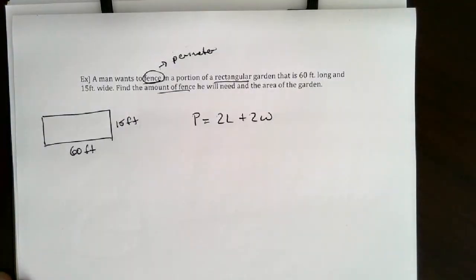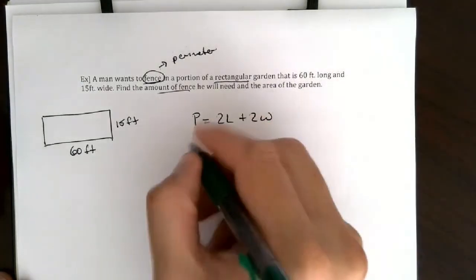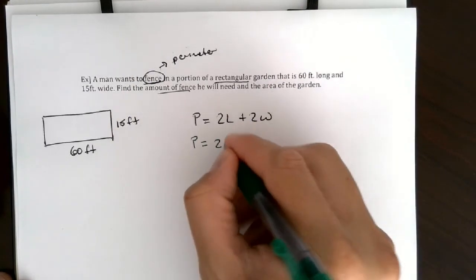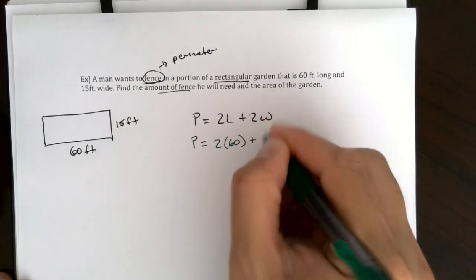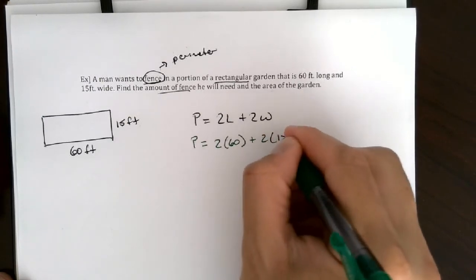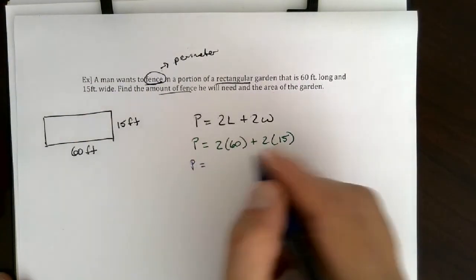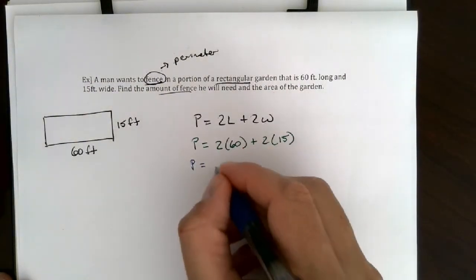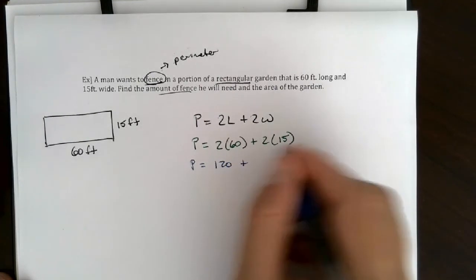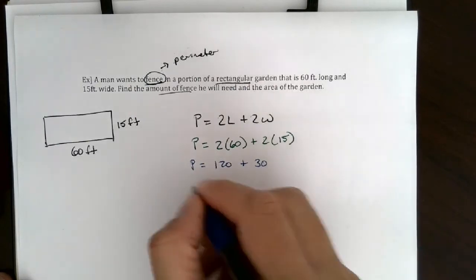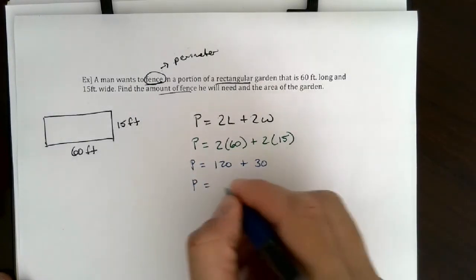So perimeter is equal to 2L plus 2W. Substituting into this formula now, perimeter is equal to 2 times L. L is the length, which is 60, plus 2 times W, so 2 times 15. And then we're going to evaluate this, following the order of operations. So we're doing the multiplications first. 2 times 60 is 120, plus 2 times 15, which is 30. So the perimeter is equal to 120 plus 30, which is 150.